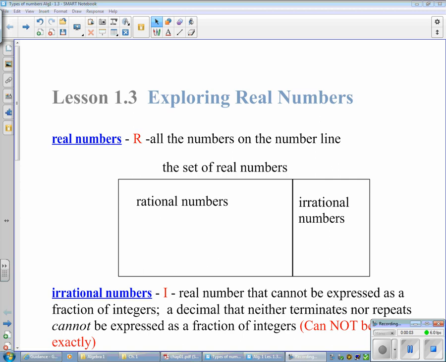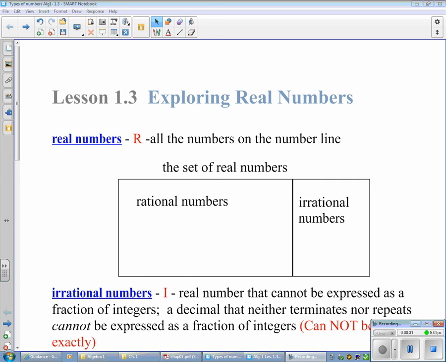Hello. Today we're talking about numbers. There are so many numbers out there that it was decided we need to categorize these numbers. One of the biggest categories they came up with is real numbers, or capital R. Real numbers are pretty much all the numbers on the number line. Every single number, every point on that number line is a real number.